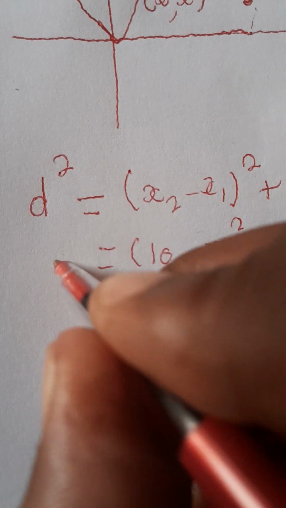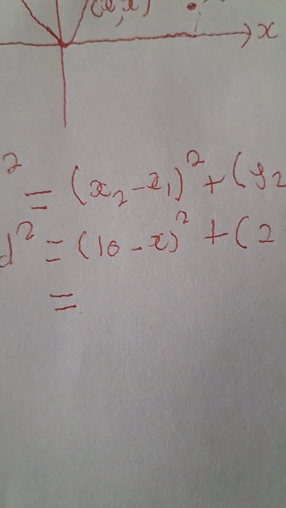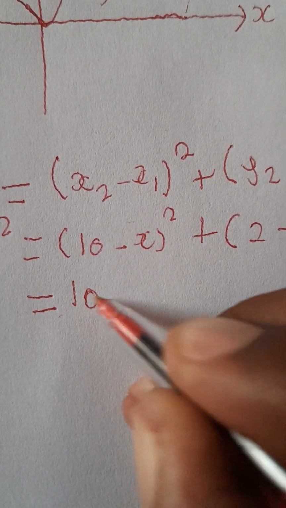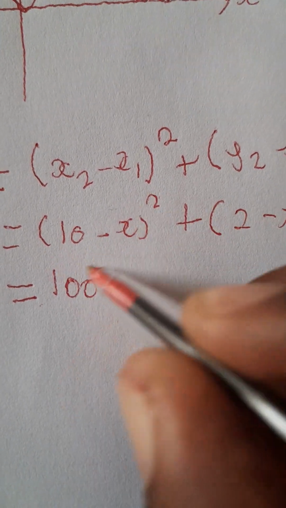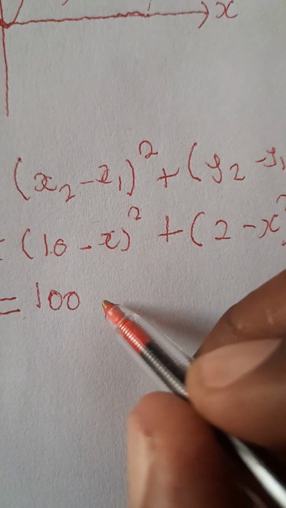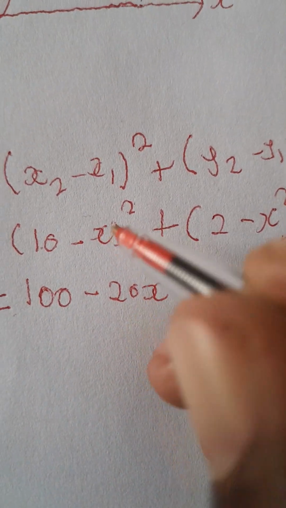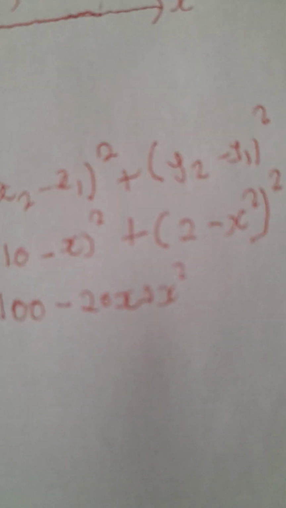Then let's work this out. First square 10, which is 100. Remember, you square the first term, then two times everything inside the bracket. So it will be 2 times 10, which is 20, times x, so negative 20x. Then you square the last term, which is x, so positive x squared. Remember, when you're squaring a negative.